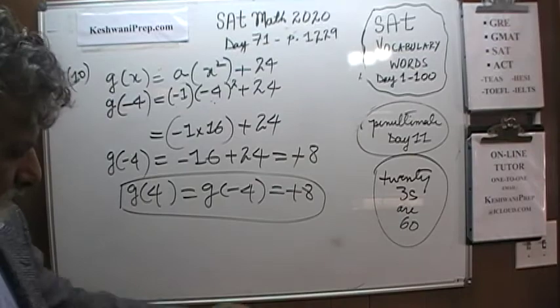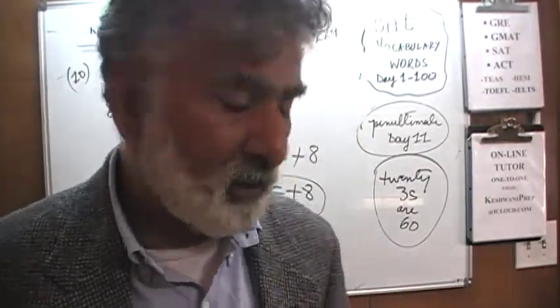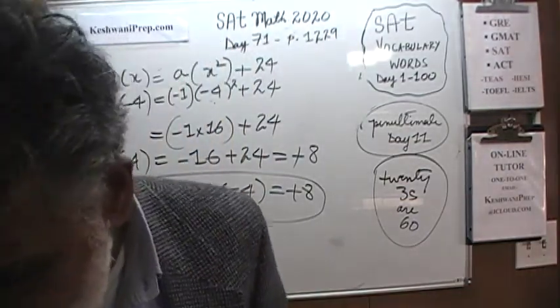It turns out the value of the function g is the same when x is equal to 4 and x is equal to negative 4. That was number 10.